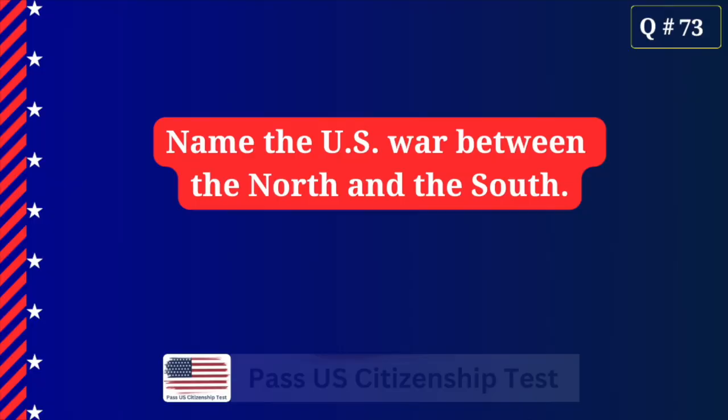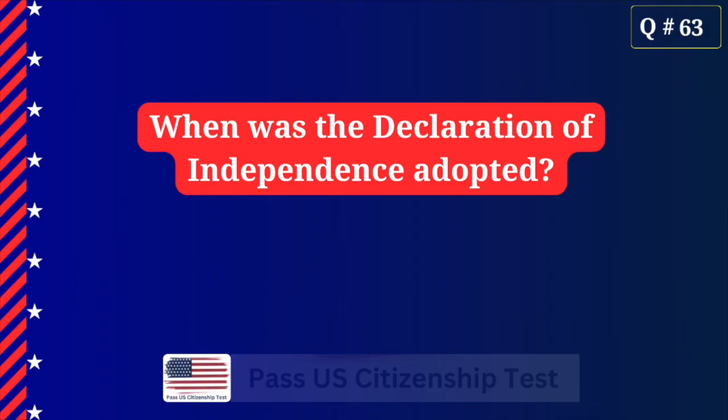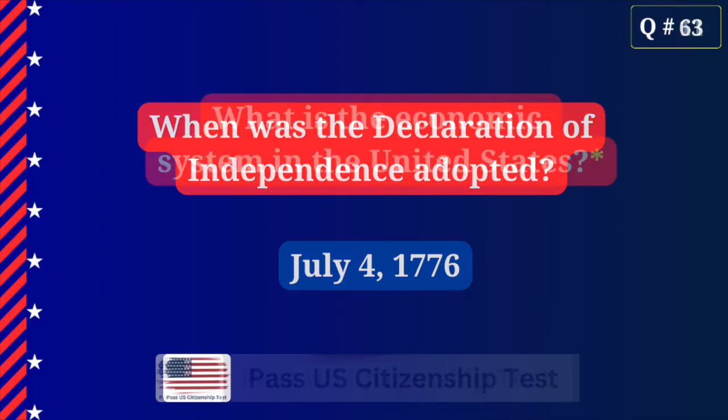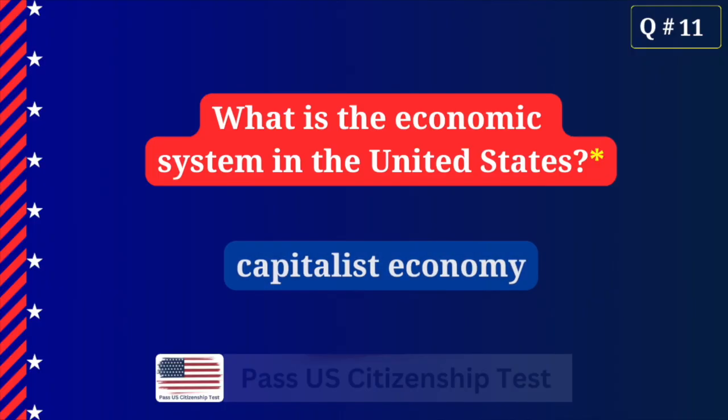Name the U.S. war between the North and the South. The Civil War. When was the Declaration of Independence adopted? July 4, 1776. What is the economic system in the United States? Capitalist economy.